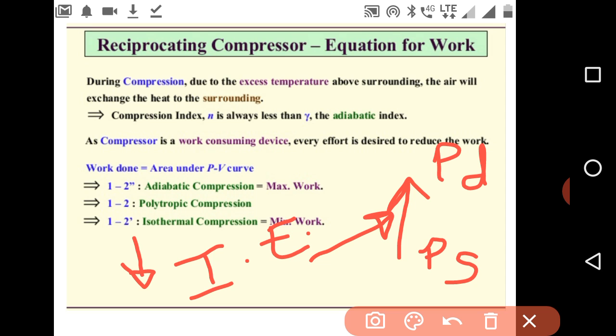So if you are reducing the internal energy while compressing the air, you can save the work supplied to the atmosphere. Now we'll see, for understanding that we have to understand the basic compression processes. The basic compression processes are isothermal compression, polytropic compression, and adiabatic compression.